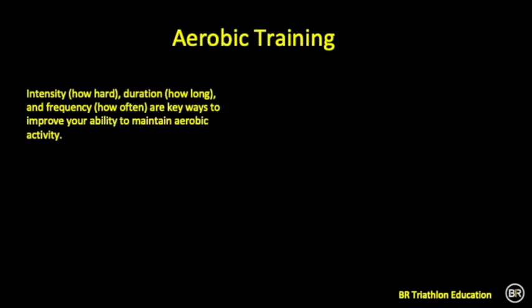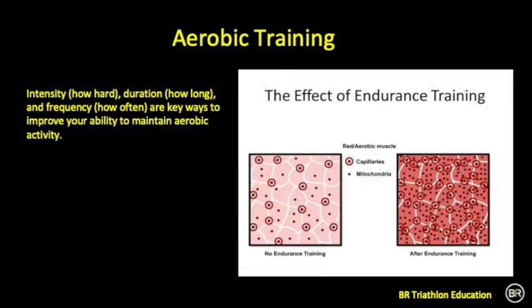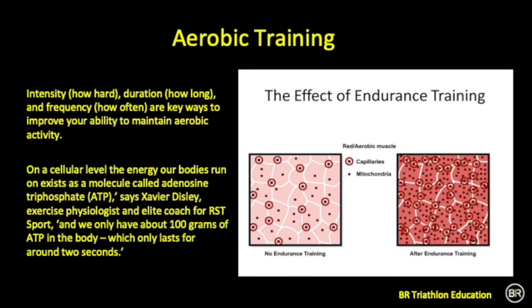Aerobic training. Intensity, how hard, duration, how long, and frequency, how often, are key ways to improve your ability to maintain aerobic activity. On a cellular level, the energy our bodies run on exists as a molecule called adenosine triphosphate, ATP, says Javier Desley, exercise psychologist and elite coach for RST Sport. And we only have about 100 grams of ATP in the body, which only lasts for around 2 seconds.